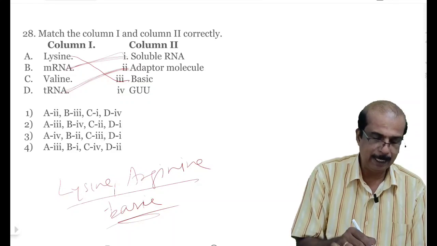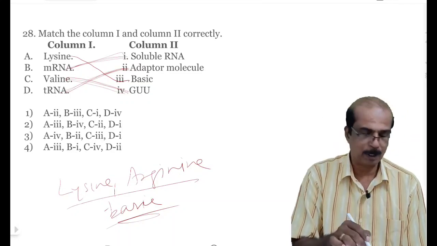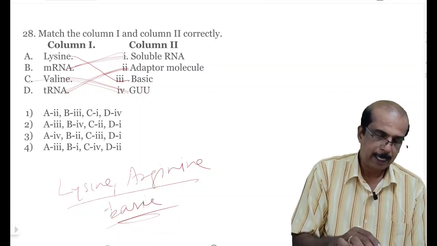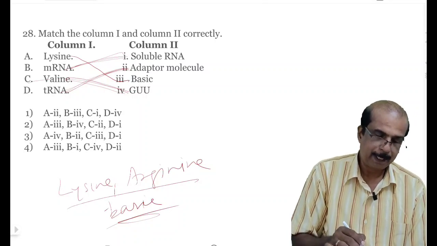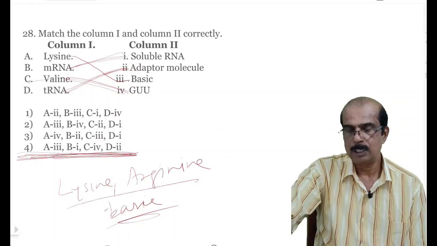The remaining valine has the codon GU. GUU is the codon for valine. So our answer is A3, B1, C4 and D2. The fourth option will be our answer to this question.